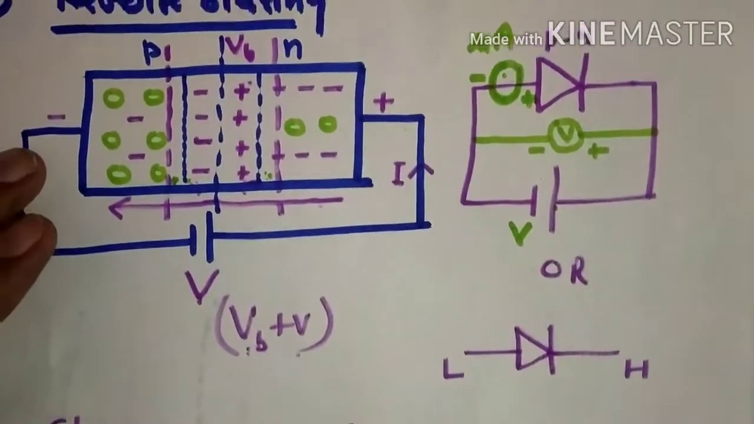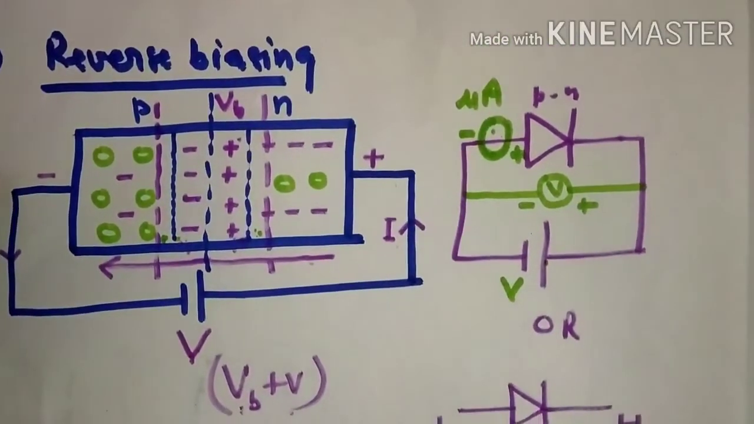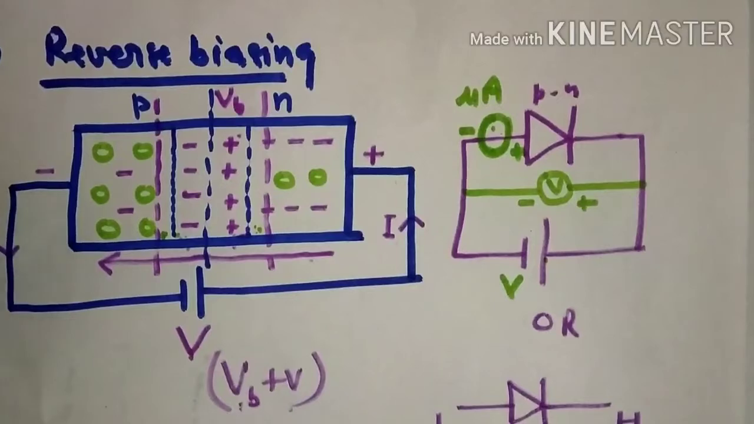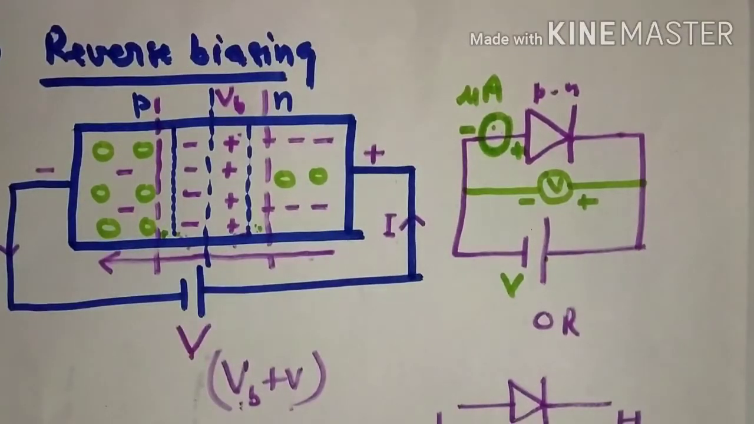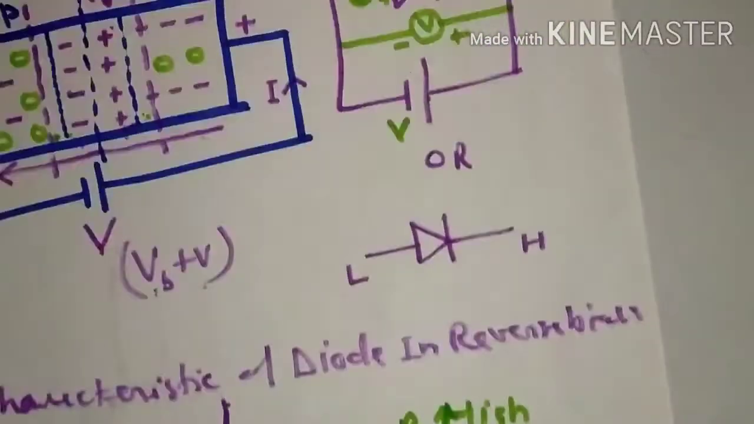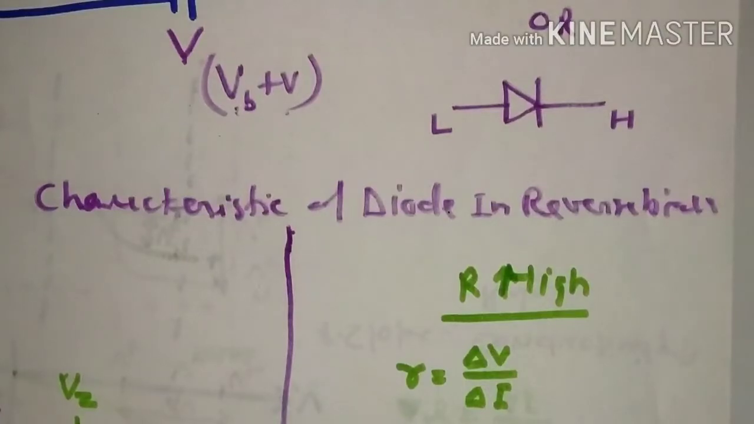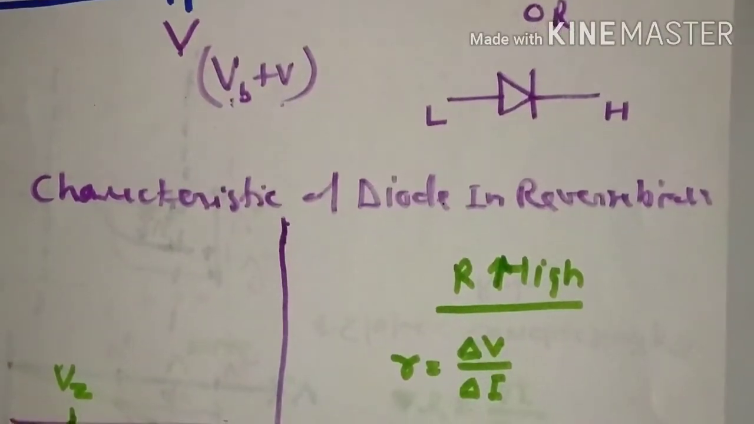So this is how a diode is reverse biased. And what are the special things in the reverse bias? There is no current due to the majority current carriers; only minority current carriers can cause a very small amount of current. The width of the depletion layer increases. The dynamic resistance has a very high value. So these are a few things that we should remember about the reverse biasing of the diode.